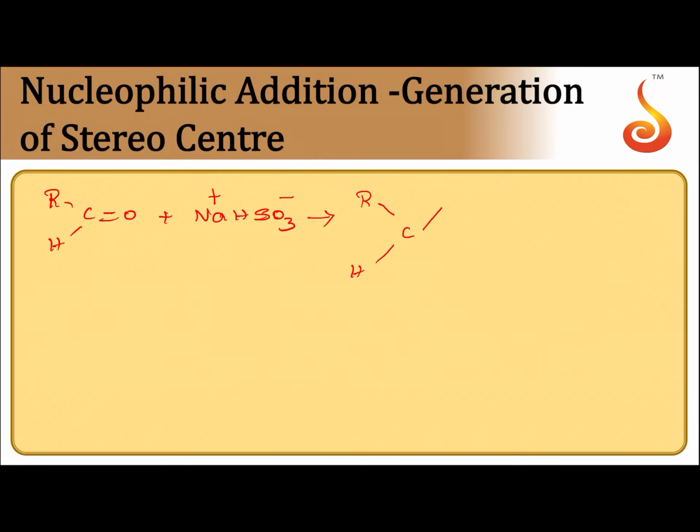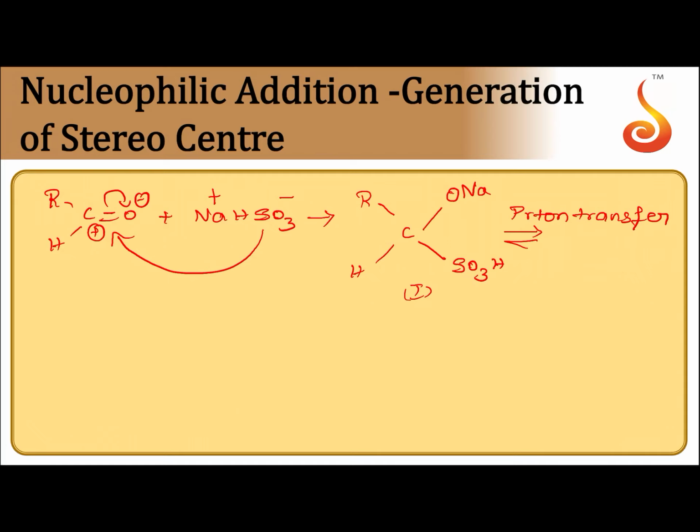How does sodium bisulfite dissociate? Na plus and HSO3 minus. So the positively charged carbon atom will react with HSO3 minus. HSO3 minus is the nucleophile. So the positively charged carbon atom reacts with HSO3 minus and Na plus attacks oxygen. So I'll get this as the first product. In this product again proton transfer takes place.